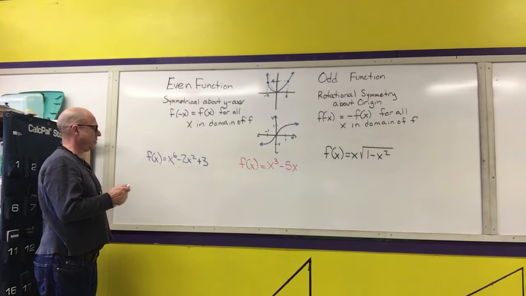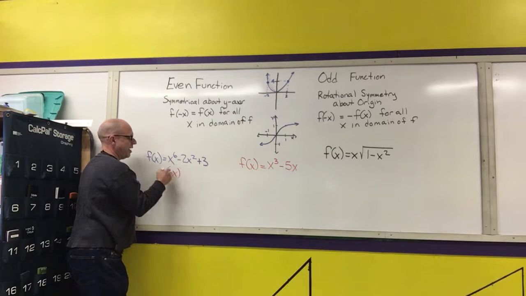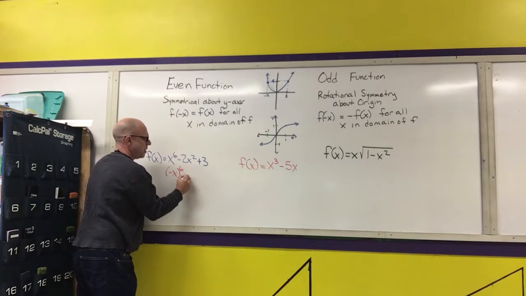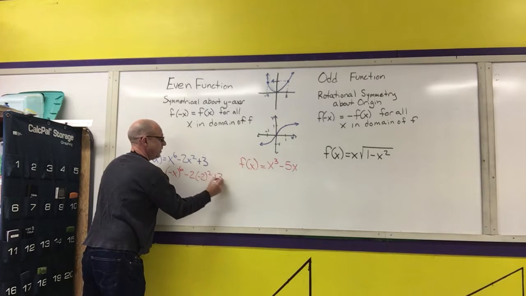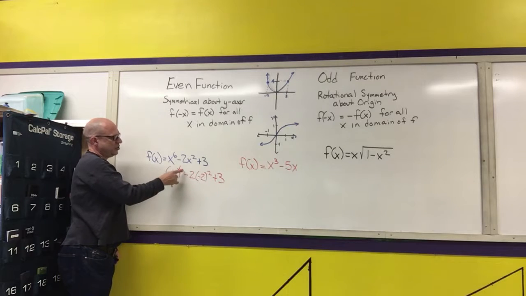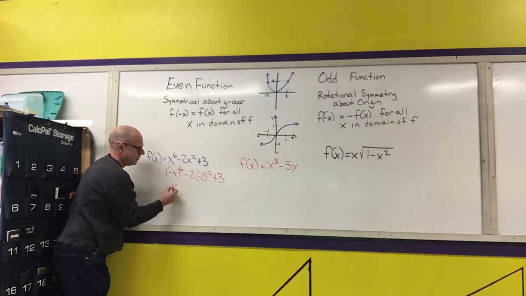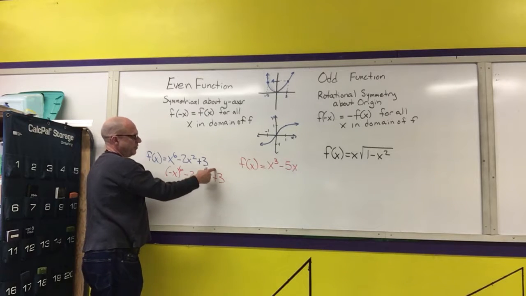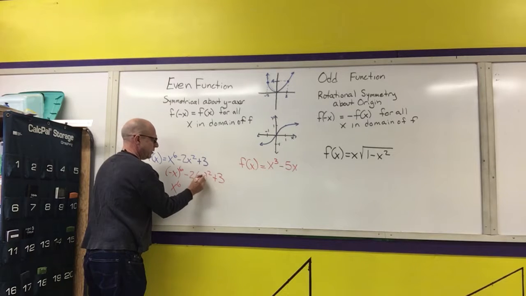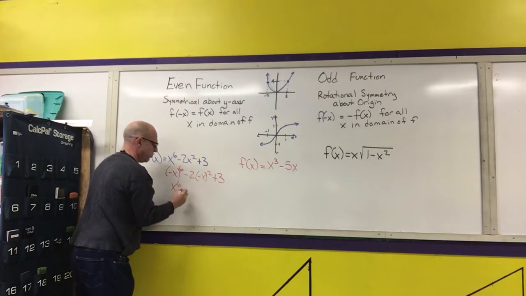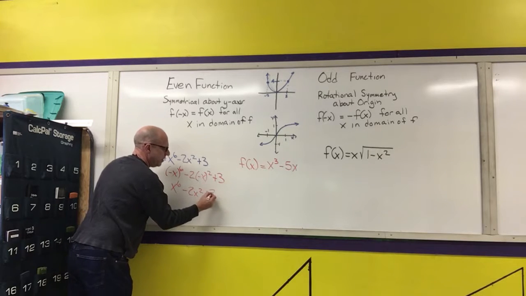So I'm going to do that with the first example. I'm going to put a negative x in for x, so I get negative x to the 6th minus 2 times negative x squared plus 3. A negative to an even power is a positive, so I get x to the 6th. A negative to an even power is a positive, so I get x squared, so negative 2x squared. Plus 3, there's no x's to deal with there.